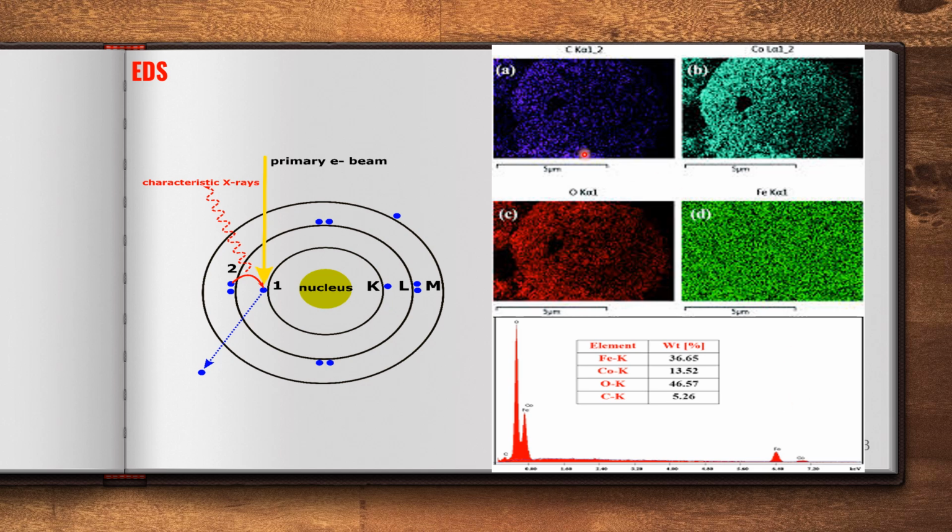Even color mapping is possible across the total surface: how much area is occupied by iron, and whether it is uniformly distributed or not. That part we can discuss by using the EDS analysis, which is attached to the SEM.